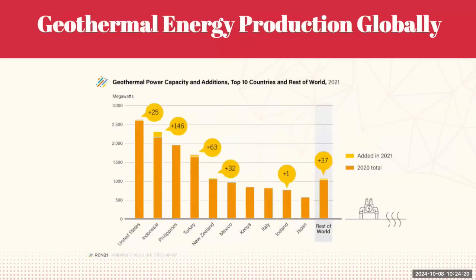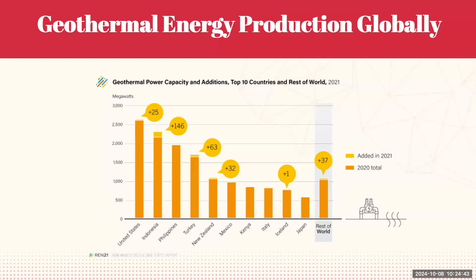How about the global stage? Well, this chart shows the geothermal power capacity and additions globally in 2021, highlighting the top 10 countries in terms of geothermal energy production. So the United States actually leads in geothermal capacity with over 2,500 megawatts of installed power, and they even added an additional 25 megawatts in 2021.